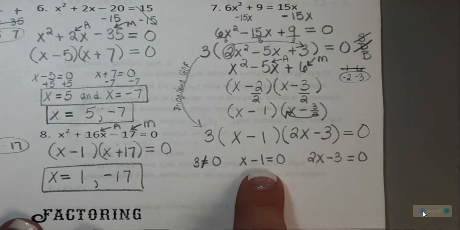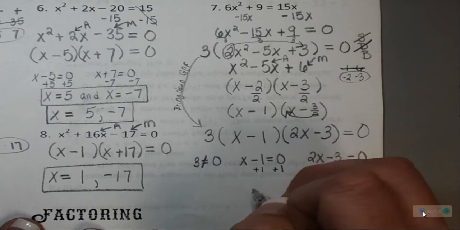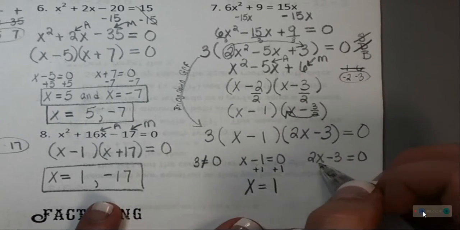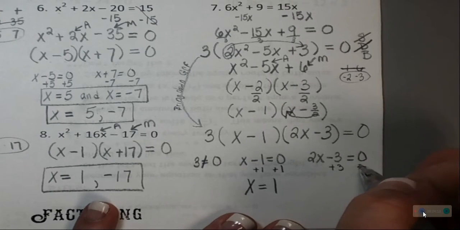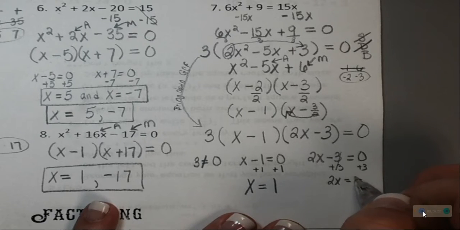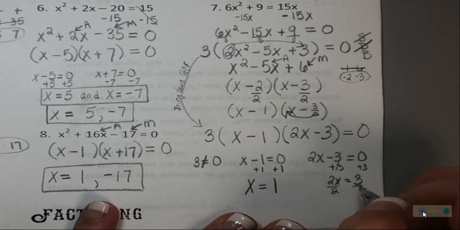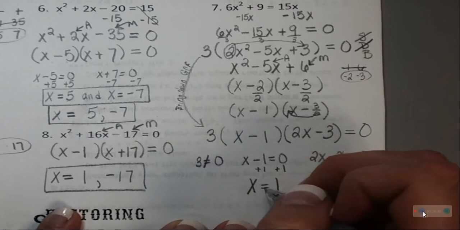So if I need to get this x, how do I get rid of minus 1? Add 1 to both sides. So x equals 1. All right. I need to get this x. What am I going to get rid of first? Add 3 to both sides. You get 2x equals 3. What you going to do now? Divide by 2. x equals 3 over 2. So these are my 2 answers, right?